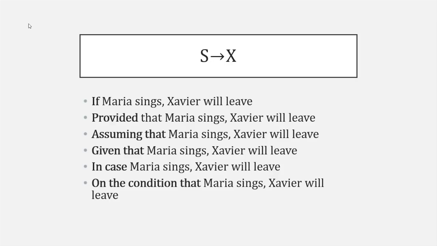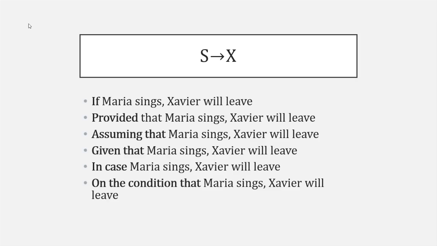So suppose S symbolizes Maria sings, and X symbolizes Javier will leave. These are all stylistic variants. These are all different ways of saying if S, then X. If Maria sings, Javier will leave. Provided that Maria sings, Javier will leave. Assuming that Maria sings, Javier will leave. Given that Maria sings, Javier will leave. In case Maria sings, Javier will leave. On the condition that Maria sings, Javier will leave. That's not an exhaustive list of the ways that we sometimes give conditional statements, but that's a good sample of the different ways. All of those sentences, using the symbolization scheme I just described, would be symbolized as if S, then X.